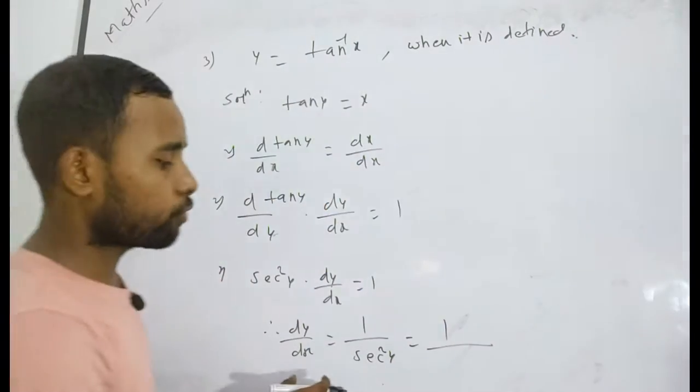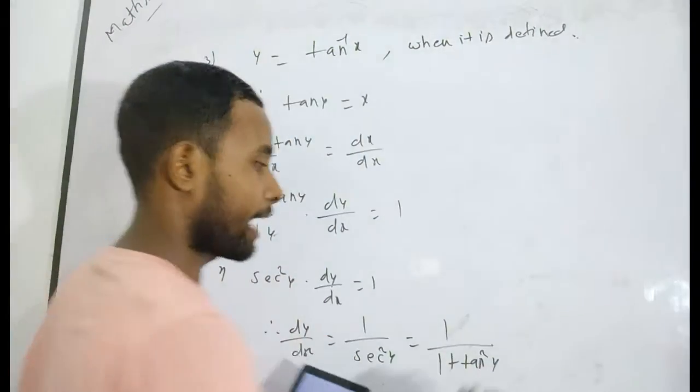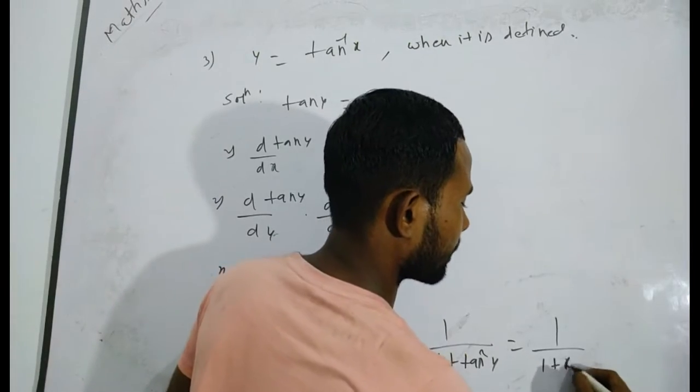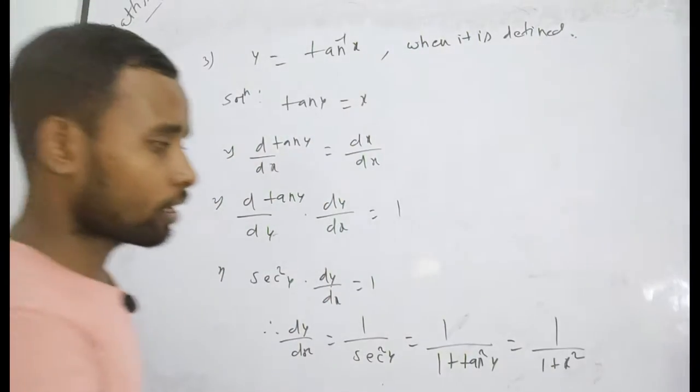As you know, the formula is sec square y is equal to 1 plus tan square y. Can you write that? And 1 upon 1 plus tan square y means 1 upon 1 plus x square. Have you understood? Now this is your formula.